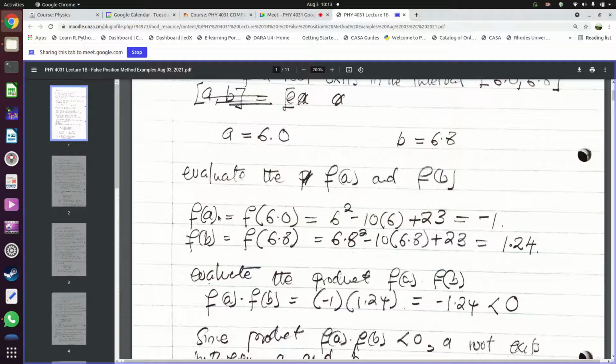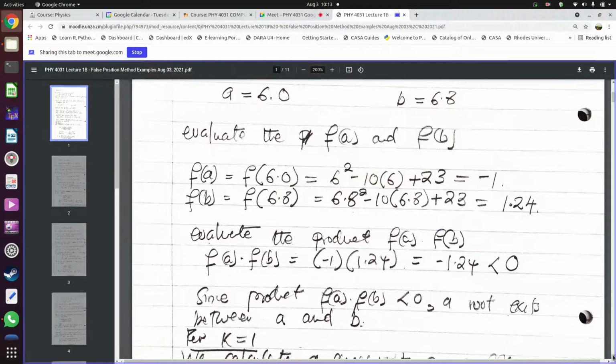So at A, the function is minus 1, which is negative. At B, the function is 1.24, which is positive. Then how do we know that a solution exists in this particular interval? We work out the product f of A times f of B. In this case, that's minus 1 times 1.24, which gives us minus 1.24. This is negative, which is less than 0.